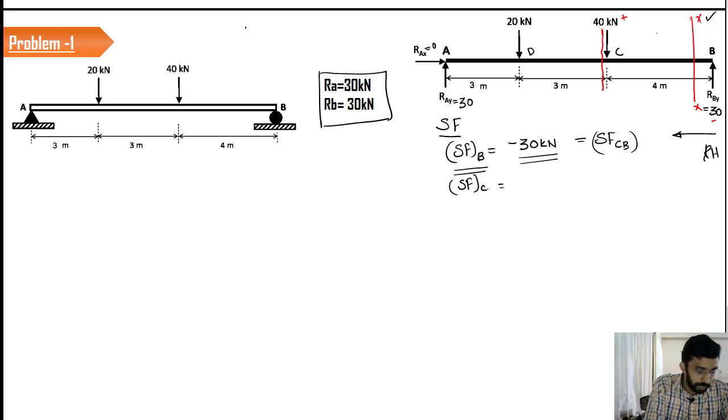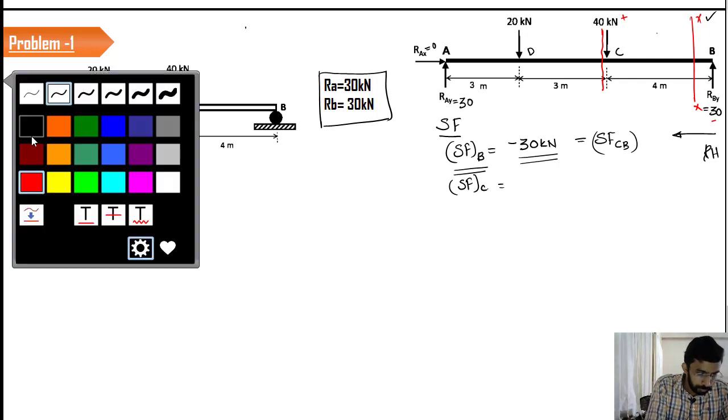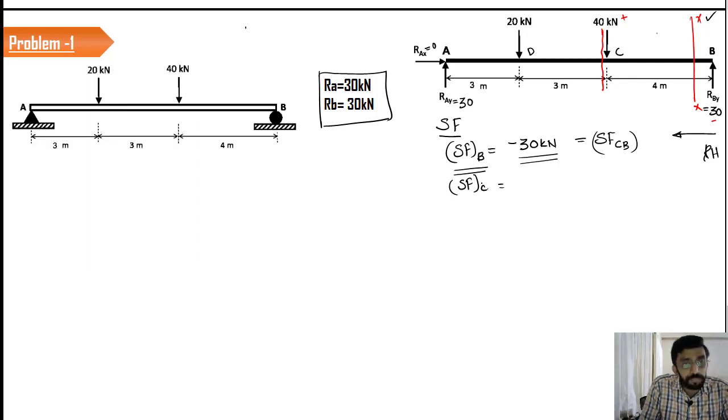So the shear force at C is equal to minus 30 plus 40, because 40 is acting in the downward direction when considering the section. So the value is equal to plus 10 kilonewton. So suddenly it has changed to 10 kilonewton.